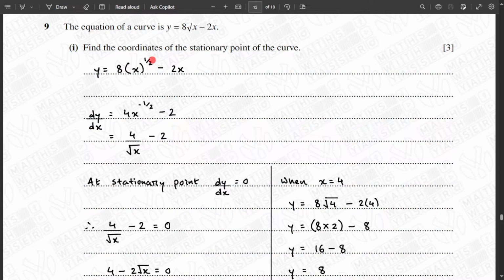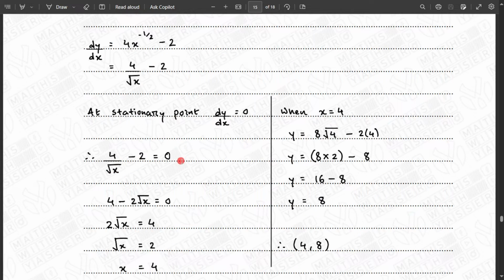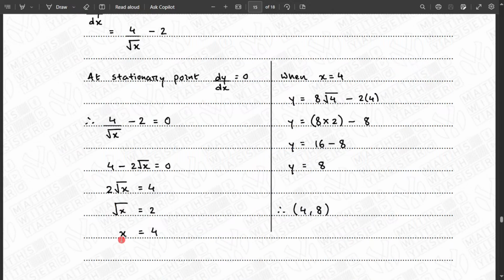So dy by dx should be half times 8 is 4, and half minus 1 is negative half, minus 2. Or we can write it as 4 over root x minus 2. We know that at a stationary point dy by dx is equal to 0. So 4 over root x minus 2 is equal to 0. Before cross multiplying, we must multiply root x with 2, because there is nothing in the denominator. So 4 minus 2 root x is equal to 0. So 2 root x is equal to 4, or root x is equal to 2. Now squaring both sides will give us x equals positive 4.